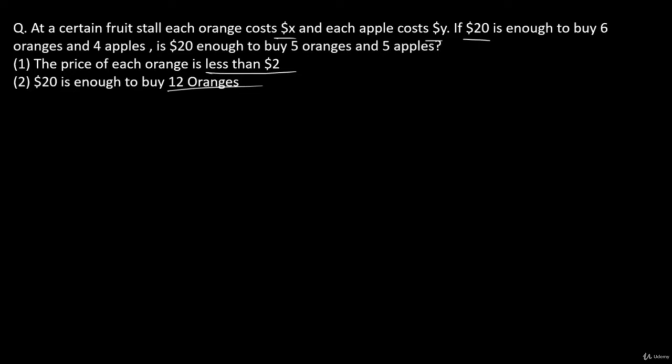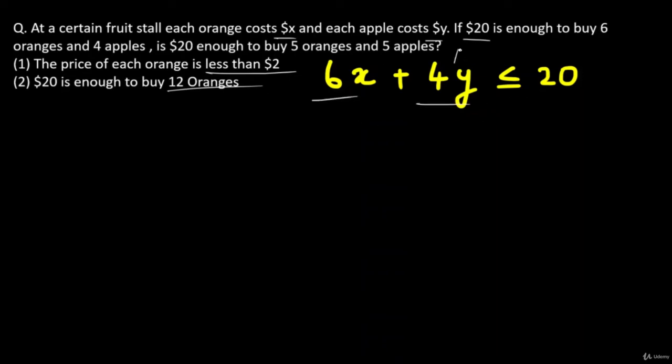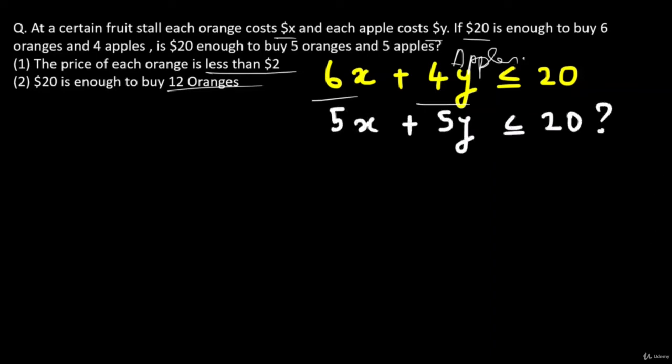We are back. I hope you have given it a try. Let's do it together. Over here I can say that 6x plus 4y is less than or equal to 20, right? 6x is the amount of money required to buy 6 oranges, and 4y is the amount of money required to buy 4 apples. And that has to be less than or equal to 20, so that $20 is sufficient. Now the question says, is 5x plus 5y less than or equal to 20?